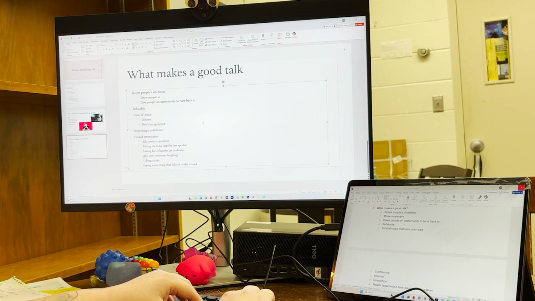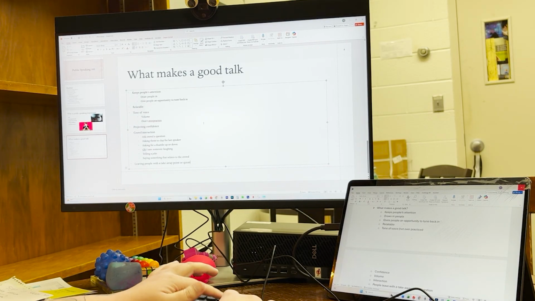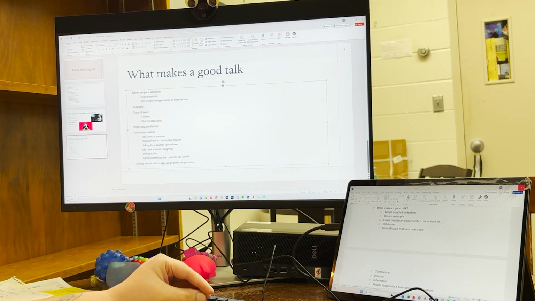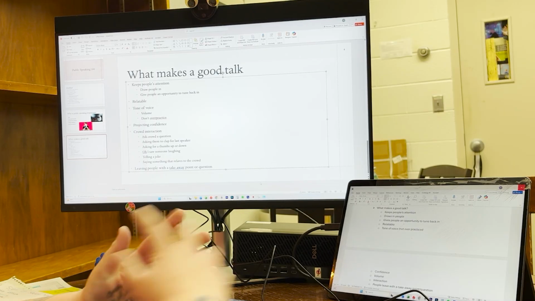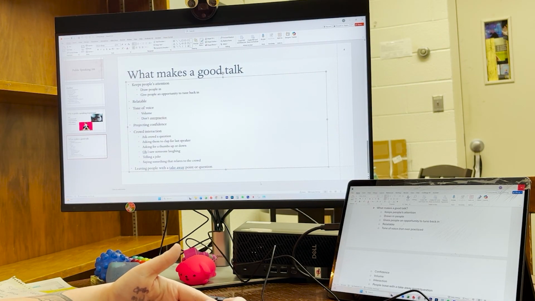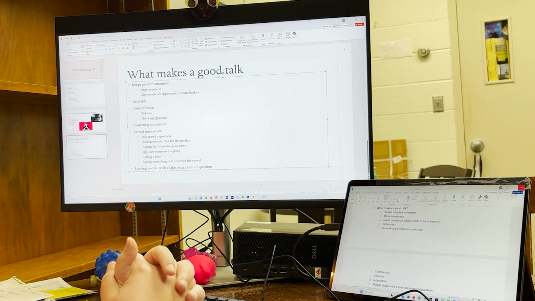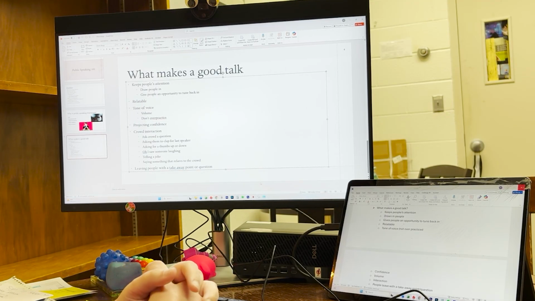And then the last thing that I would say makes a good talk, or maybe even is just the sign of a good talk, is leaving people with a takeaway, point, or question. So when someone leaves your talk, if someone asks them, hey, what was that talk about? They should be able to answer with a few words of what the talk was about. For example, at the end of this video, I hope that you're able to say, oh, that was a great video on how to give a presentation.